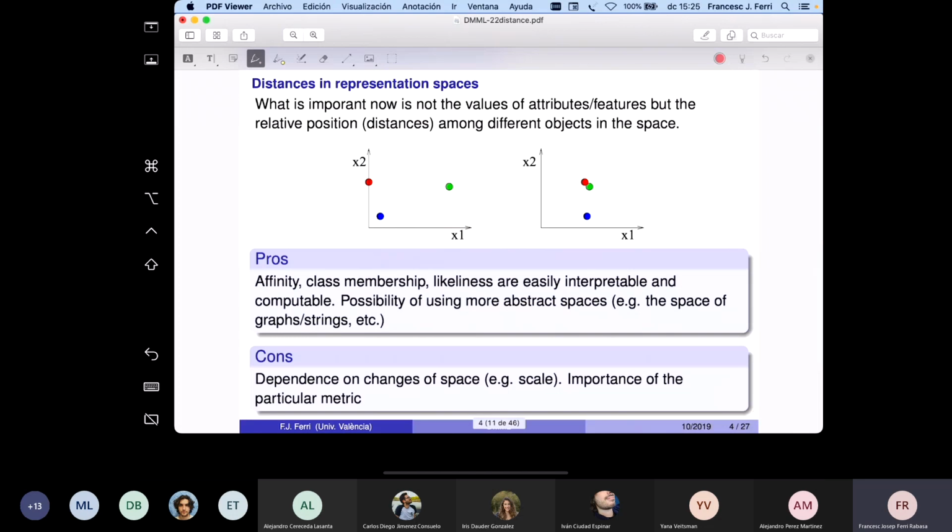But then probably the most important disadvantages are these dependencies on the changes of space, or, which is quite related, the dependence on the particular metric. Because using one definition of distance, we can have one result. Using another distance, we can have a different result. Which is the good one? Well, difficult to say. It's okay?